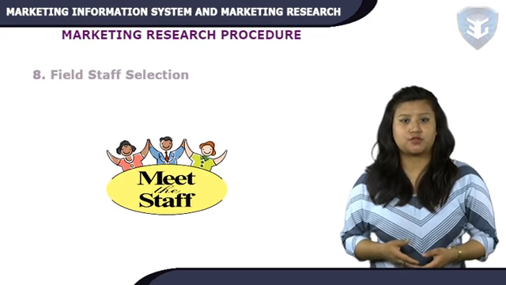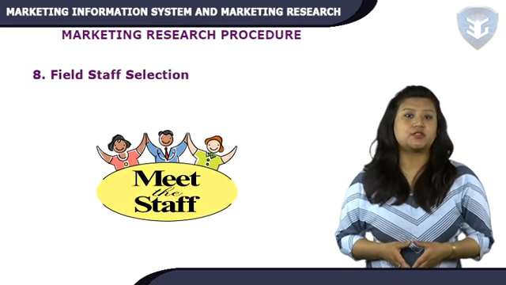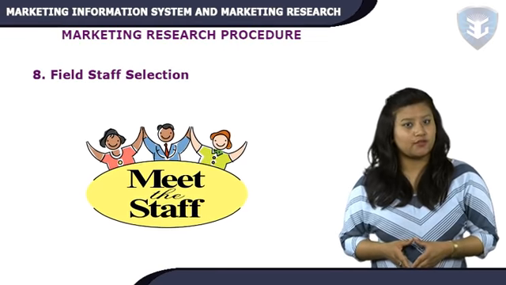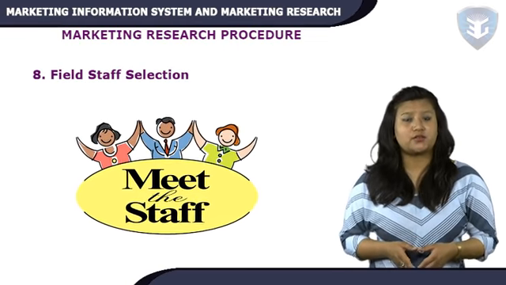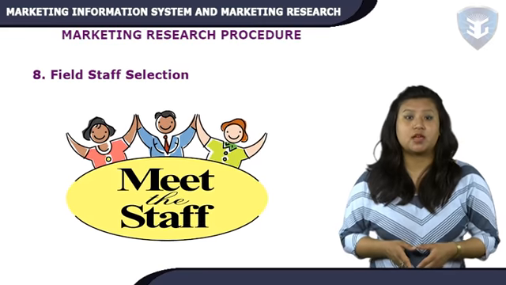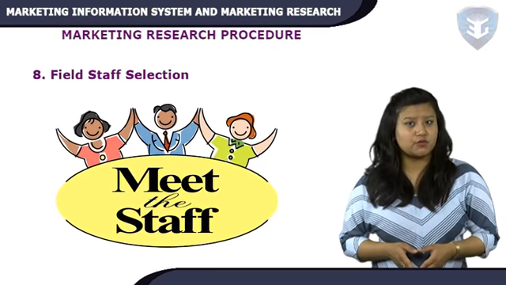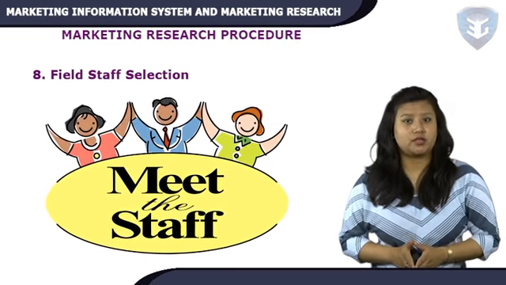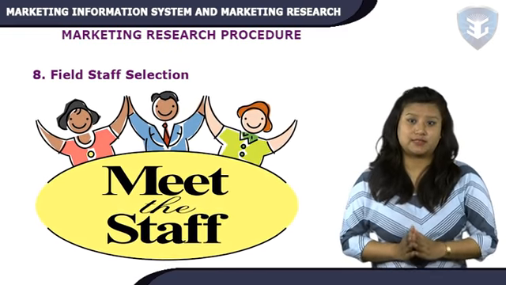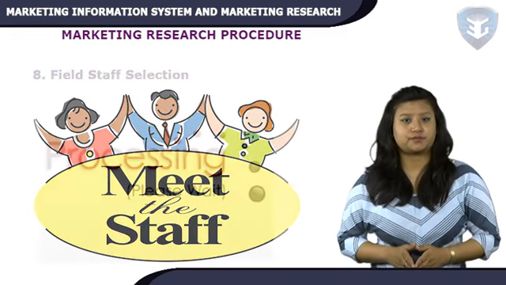Field staff selection. The eighth step in a marketing research process is selecting field staff. After preparing the questionnaire, the researcher selects field interviewers. The field interviewers collect information from the respondents. They must be properly trained. Students of psychology and statistics are good for this job.